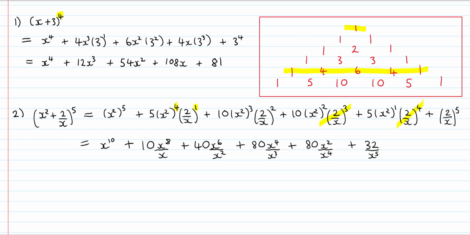And just simplifying this, then we're going to get x to the power of 10 plus 10 times x to the power of 7 plus 40 times x to the power of 4 plus 80 times x plus 80 over x squared plus 32 over x to the power of 5. Okay, and that is our final answer then. So that is question 2.